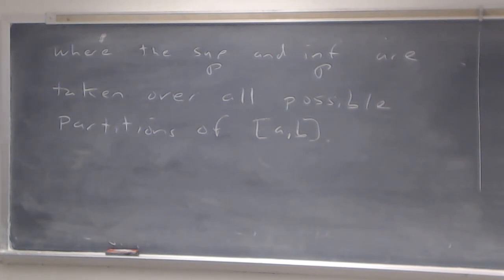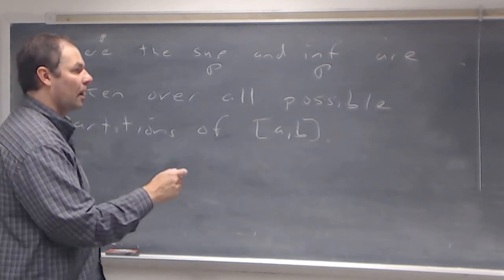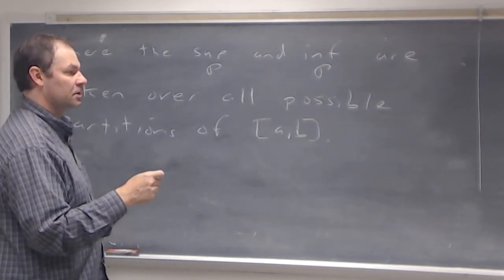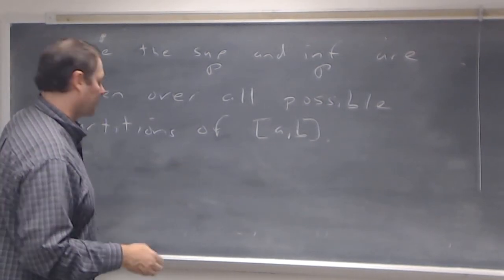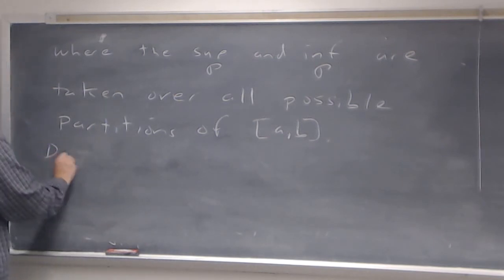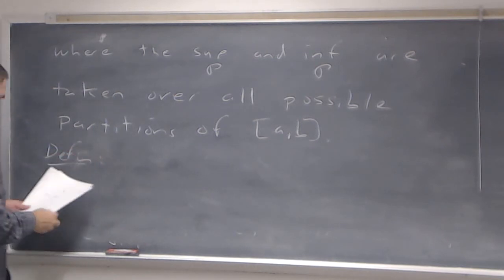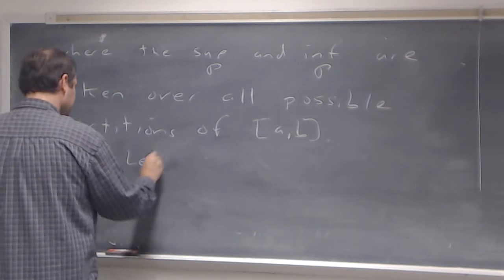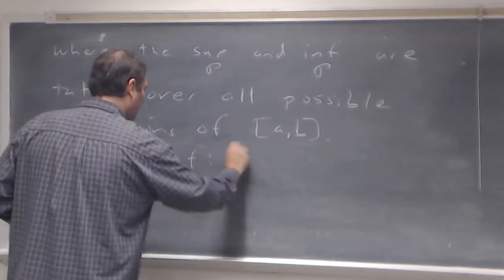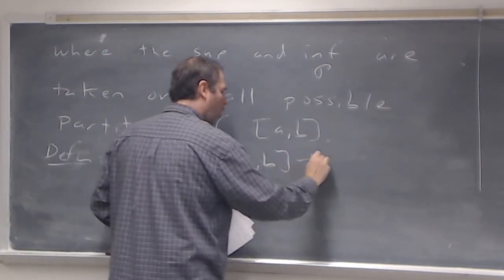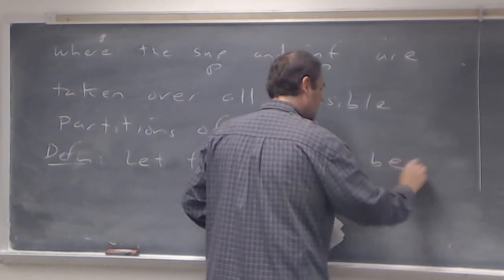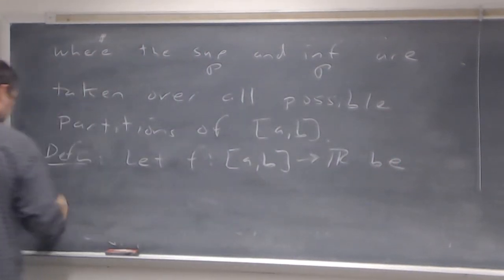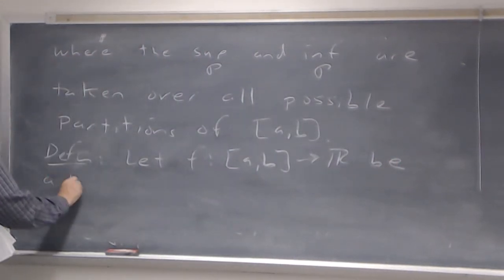Now, based on those two types of Riemann sums, the upper Riemann sum and the lower Riemann sum, we get the following definition for the Riemann integral. So here, we let f go from A to B into R, a bounded function. So far, every time we're talking about a bounded function.